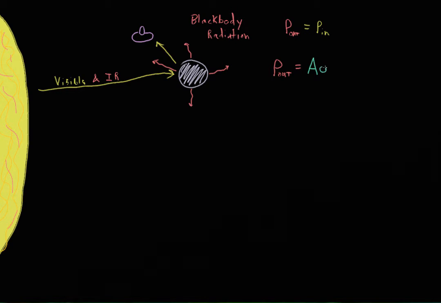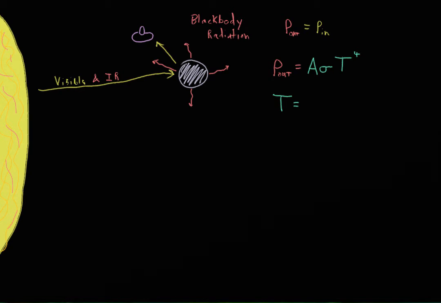Then there's a constant called the Stefan-Boltzmann constant, multiplied by the temperature of the object to the 4th power. And this is the temperature in Kelvin. Now if we solve this for T, we can divide both sides by the area and the Stefan-Boltzmann constant, and then take the 4th root of both sides to get T alone.